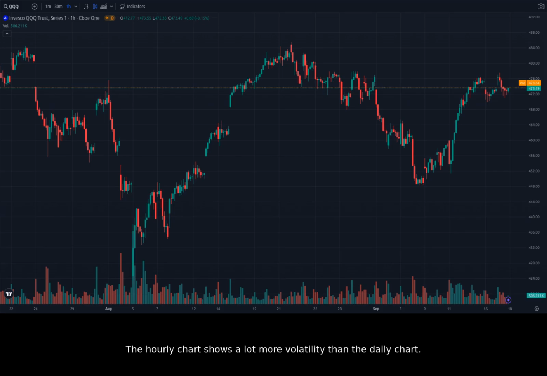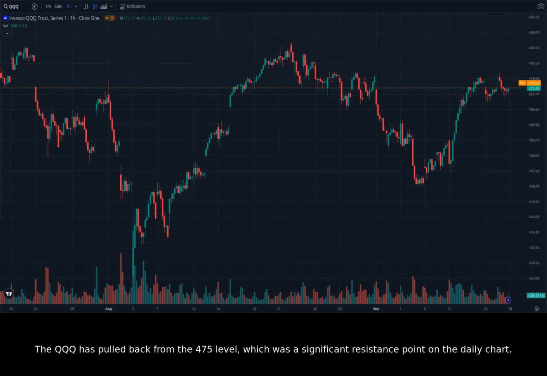The hourly chart shows a lot more volatility than the daily chart. We can see a series of higher highs and lower lows, which suggests that the QQQ is still in an upward trend. However, there have been some bearish signals in the last few hours.